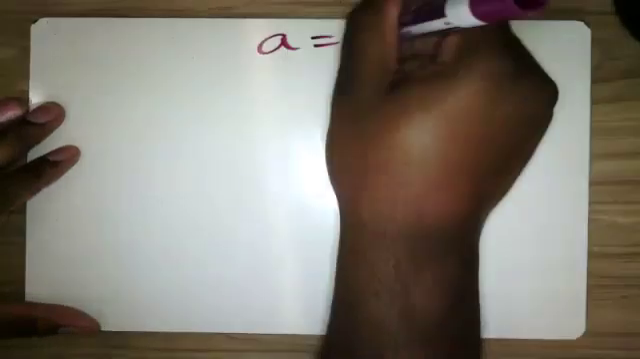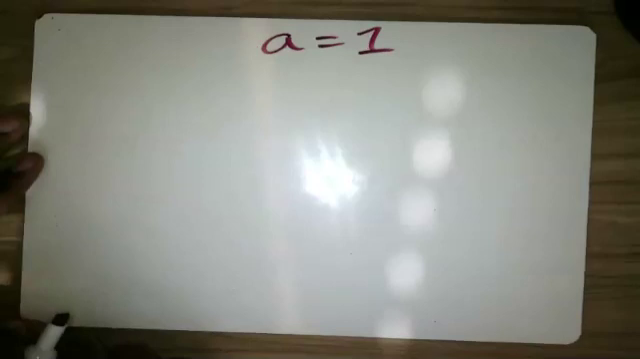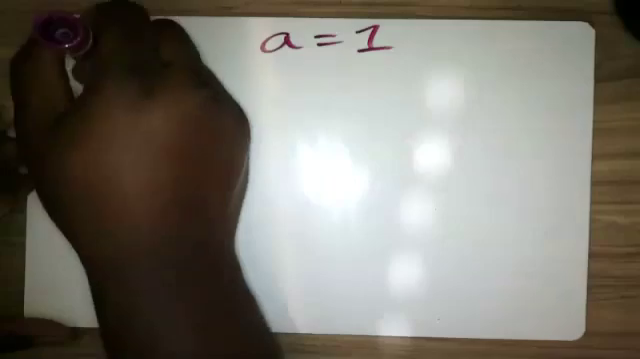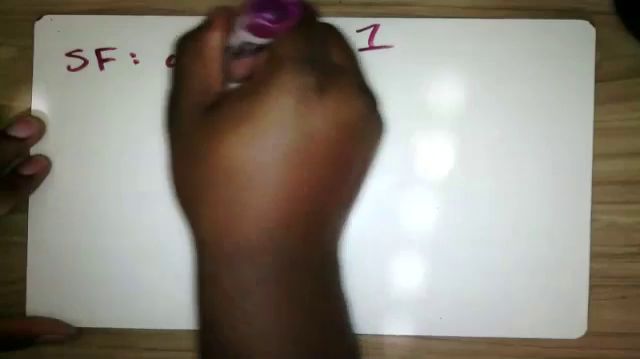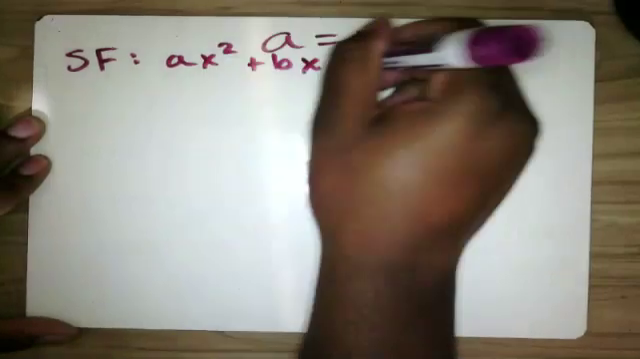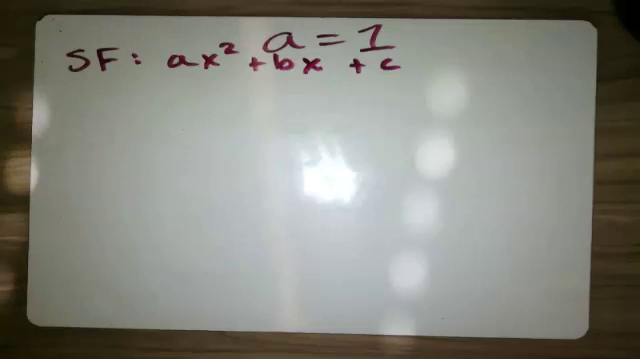All right, so this is going to be just a quick video on factoring, and we'll start with situations where a is equal to 1. Because remember, our standard form is ax squared plus bx plus c. So that's our standard format. And we're going to look at some examples where a is equal to 1.